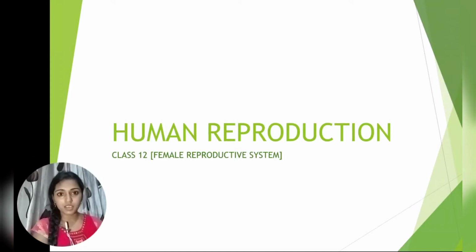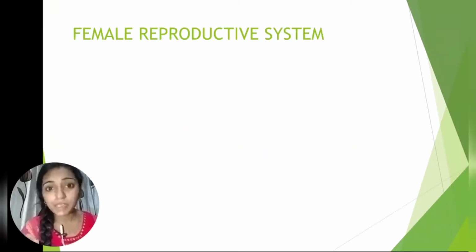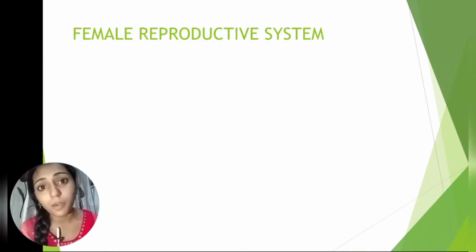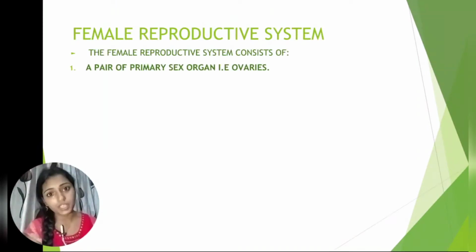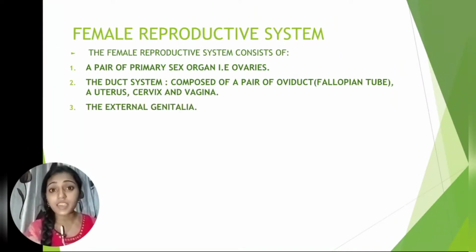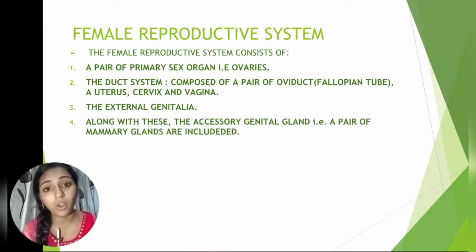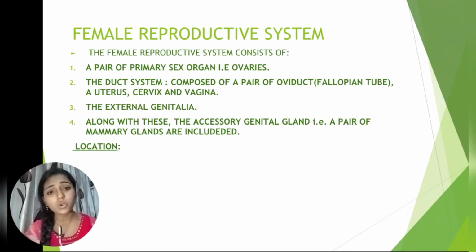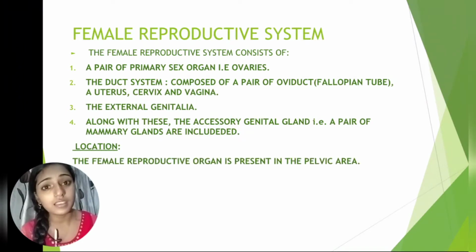So today we will discuss the female reproductive system from your human reproduction chapter. The female reproductive system mainly consists of a pair of sex organs, that is the ovaries, the duct system that comprises the oviduct or fallopian tubes, a uterus, the cervix and the vagina. The next is the external genitalia. Along with these, the accessory gland, that is a pair of mammary glands, is included. It is present in the pelvic region of the female's body.